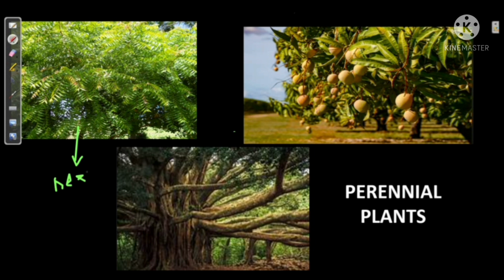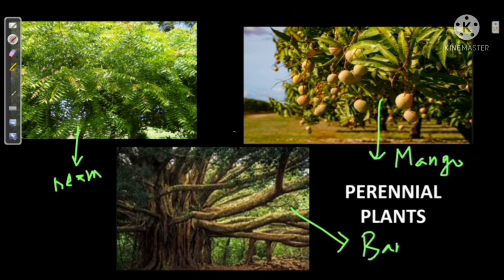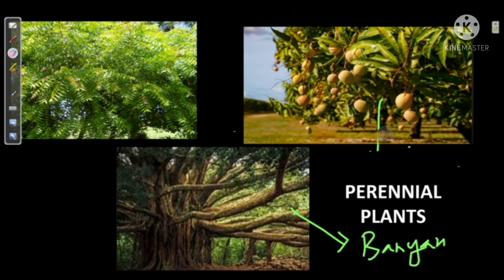Very good. Neem is one perennial. And this is what? Yes, mango. And this is? Yes, banyan. They are all perennial. Perennial means they live for more than 2 years. Since they live for more than 2 years, you cannot define clearly where the different stages are, because they keep producing, they keep living. So when is their juvenile, reproducing, senescent stage, we cannot make out. Whereas in the case of annual plants, you can make them out. In perennial plants, it is difficult.